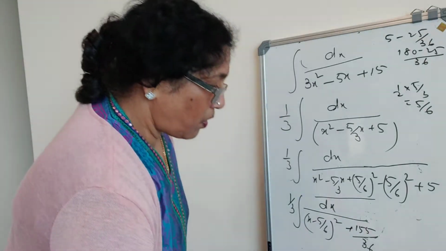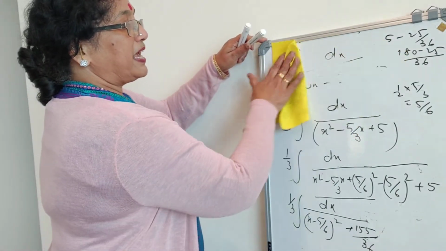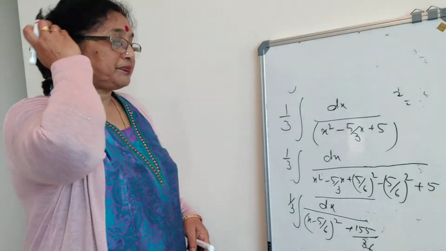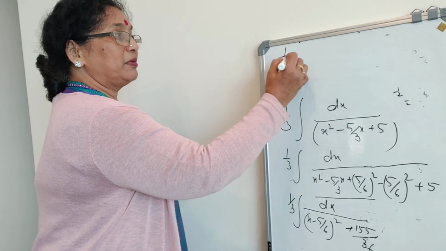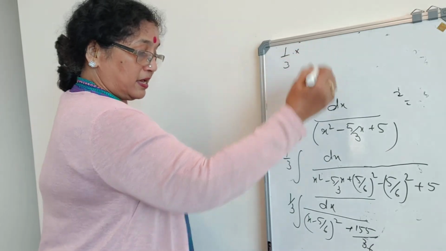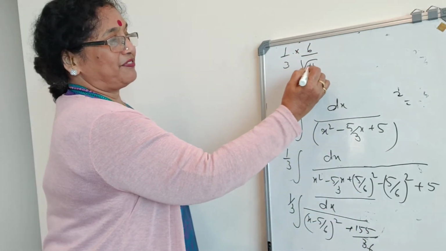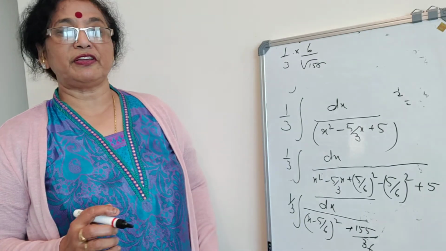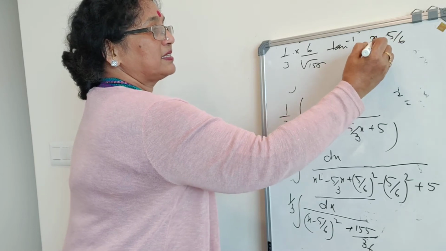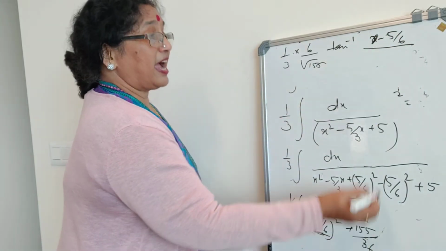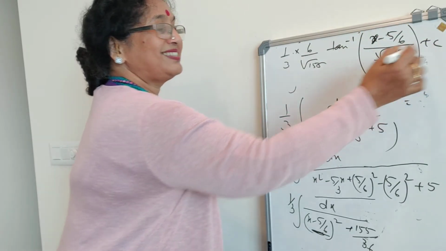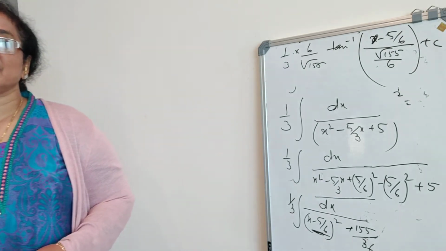My a is root of 155 by 6. Am I right? So here you have 1 by 3 is the common one. Don't forget that, right? And then you have 1 by a, reciprocal of this, 6 by root 155, and that is tan inverse of x minus 5 by 6, the linear part, divided by a, root 155 by 6, this whole thing plus a c. Am I right? So plus a c.